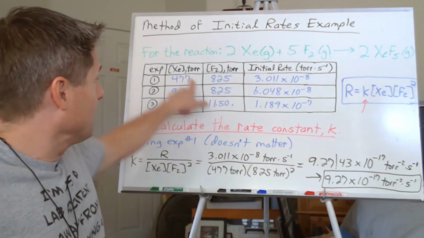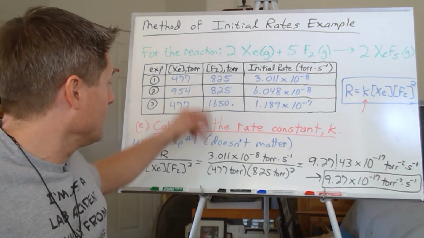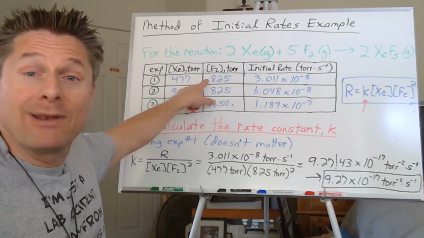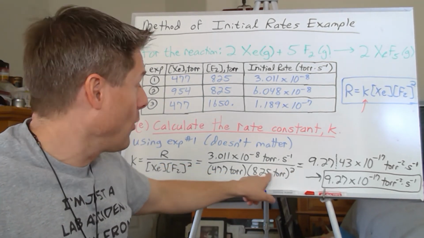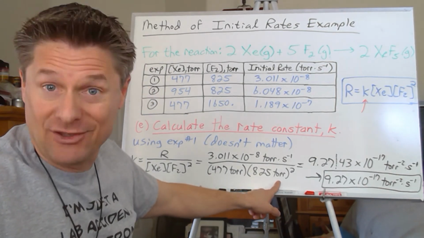So that I just put 477 torr right down there, right? Whatever the units are. And then fluorine in experiment 1 is 825 torr. So I did 825 torr squared. You're squaring the 825 and squaring the torr, right?